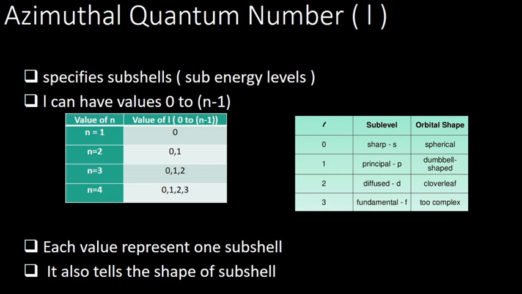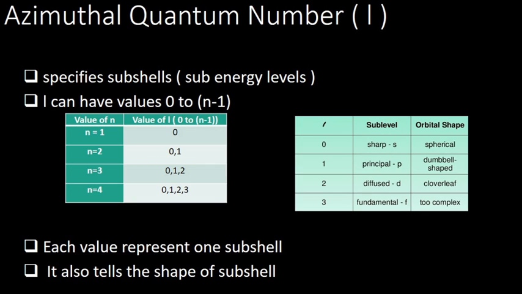And the number will be actually n minus 1. So when you take the case of values, you see here n is equal to 1, so 0 to n minus 1. 1 minus 1 is 0, so only 1 is there, that is 0. When n is equal to 2, how many subshells are possible? 0 is possible, 2 minus 1 is 1. So 2 subshells are possible.